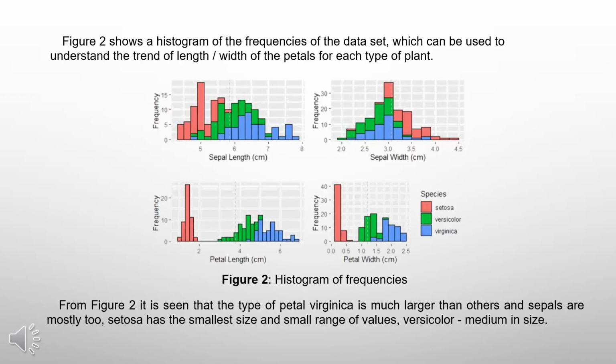Figure 2 shows a histogram of the frequencies of the data set, which can be used to understand the trend of length or width of the petals for each type of plant. Figure 2. Histogram of frequencies. From Figure 2, it seems that the petal of type Virginica is much larger than the others, and sepals are mostly too. Setosa has the smallest size and small range of values, versicolor medium in size.